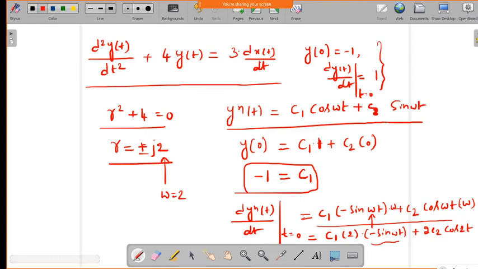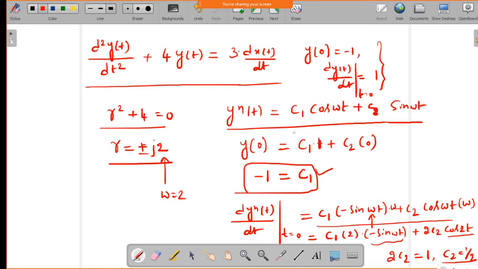So now if you put t equal to 0, what will happen? This sin omega t will become equal to 0, right? So then you will get the value. So this cos 2t, when t equal to 0, will become 1. So what you will get? 2C2, which is equal to the value of dy by dt at t equal to 0, which is equal to 1. So then your C2 will be equal to 1 by 2. So you are getting C2 as well as C1.